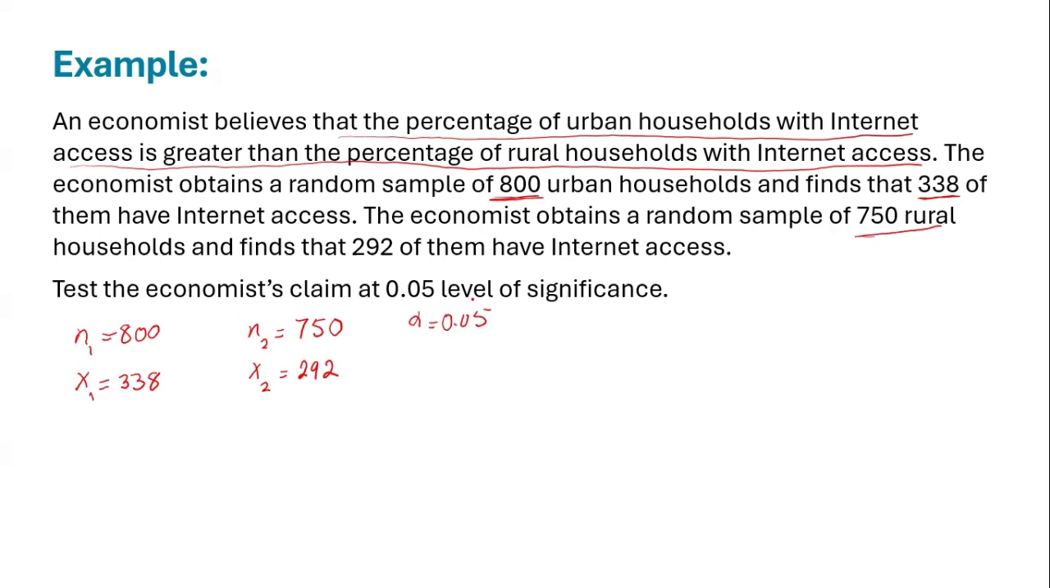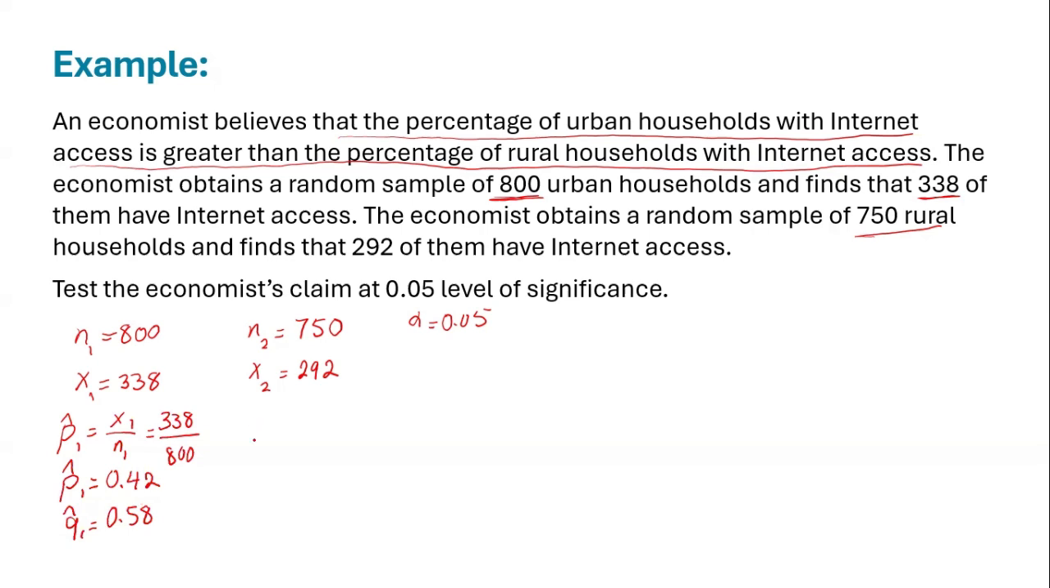Whenever they give you N1 and X1, you need to find P hat 1 and P hat 2. That's the first step, because P hat is always X over N. And 338 divided by 800. So P hat 1 is equal to 0.42, if I round it to 2 decimal digits. And if I have P hat 1, I can find Q hat 1 as well, which is 0.58.